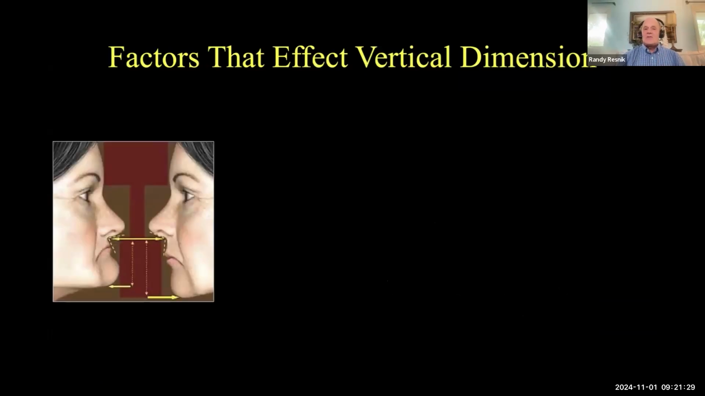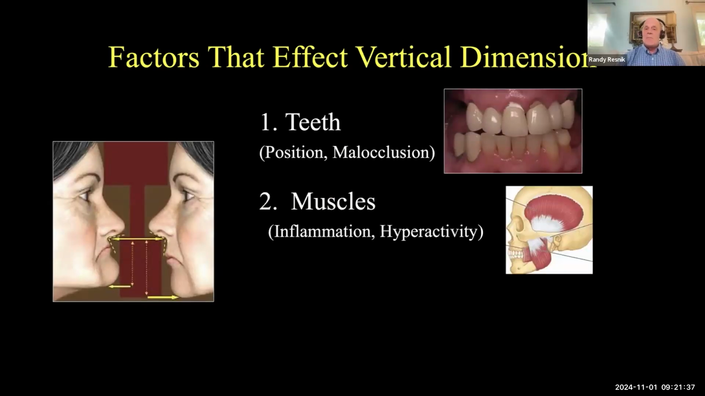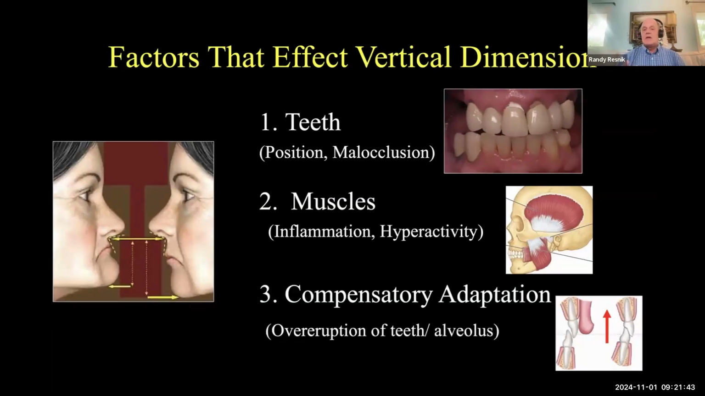So what are the factors that affect vertical dimension? The main one is the teeth, especially for vertical dimension of occlusion. Then we have muscles, which is very important for the vertical dimension of rest. And then we have compensatory issues where teeth adapt, they move. So we get super eruption, not only of the teeth, but also of the alveolus. And that comes into play. So there's a lot of factors that come into play with vertical dimension.